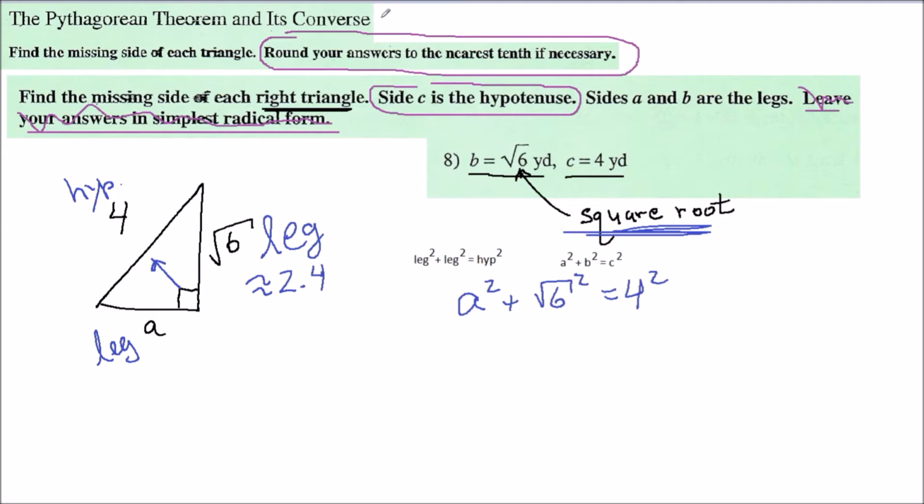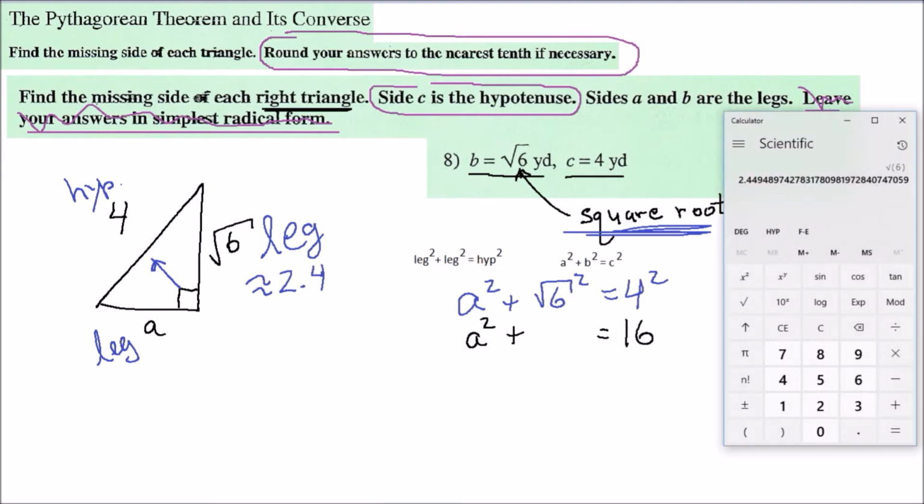So again, we want to simplify here. A squared is just going to hang out, and the plus is going to wait, and the equals is going to wait. 4 squared is equal to 16. That one's not too tricky. The square root of 6 squared, though, that one might be a little more difficult. I'll do it one more time for you: 6, doing the square root of that, and then if you square that, oh, it gets you back to 6. Isn't that interesting?